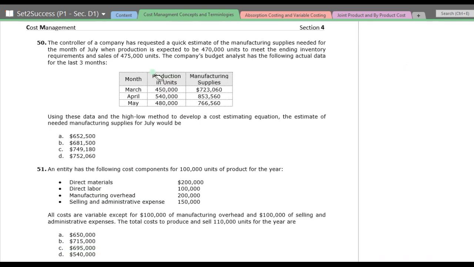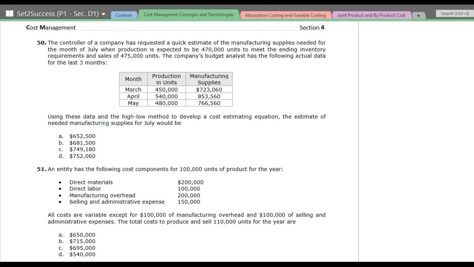Next, the controller of a company has requested a quick estimate of the manufacturing supplies needed for the month of July, when production is expected to be 470,000 units to meet the ending inventory requirements and sales of 425,000 units. The company budget analyst has the following actual data for the last 3 months. We have production in units, we have manufacturing supplies.